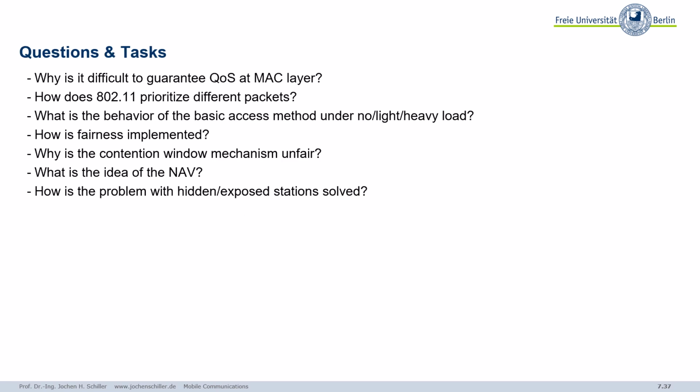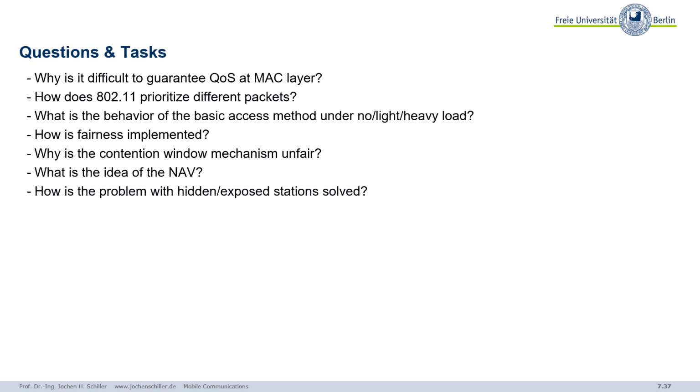Okay, finally some questions on the MAC layer. Why is it difficult to guarantee quality of service? You heard a bit about quality of service. Why is it difficult to guarantee something? How do we prioritize different packets? How is this prioritization mechanism really operating?